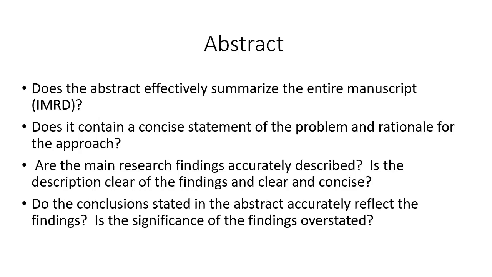Abstract. Does the abstract effectively summarize the entire manuscript, the introduction, the methods, the results, and the discussion? It should contain a concise statement of the problem and rationale for the approach. Are the main research findings accurately described in the abstract? And is the description of the findings clear and concise? Do the conclusions stated in the abstract accurately reflect the findings? Is the significance of the findings overstated?